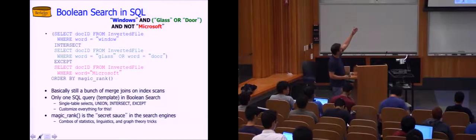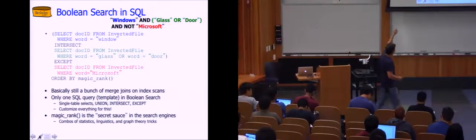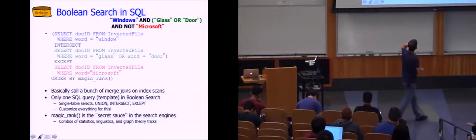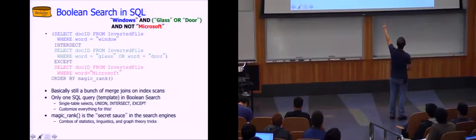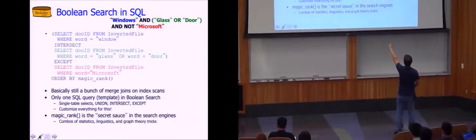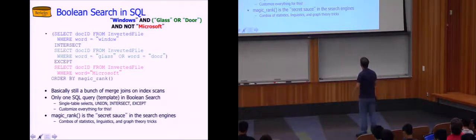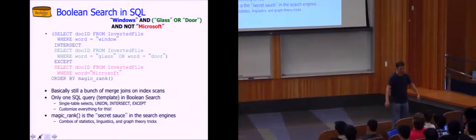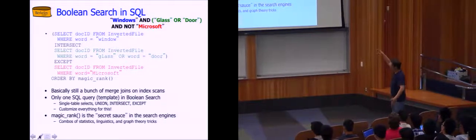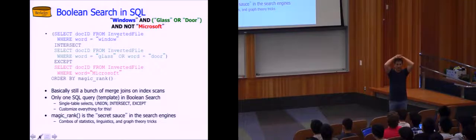So here's Windows and Glass or Door and not Microsoft. This is the one we started with. The blue stuff is the Windows lookup. The and is the intersect. The green stuff is the Glass or Door. And the and not is the except, and the Microsoft is the red stuff. So all of these things can be done with merges of those postings lists. The whole query plan, even when it gets messier than this, is just one big merge of a whole bunch of index lookup results. That's why it can be pretty darn fast, right?